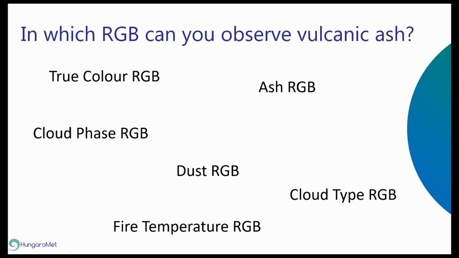So if you would want to observe the volcanic ash, which of these RGBs would you use? It's similar to the previous question, but it's a little bit different as well. Yes, we see the ash RGB. Would we be able to see it in any other RGBs? And after you answer these questions, we will look at the RGBs and see what we can see in each of the RGBs. True color for the ash. Good.